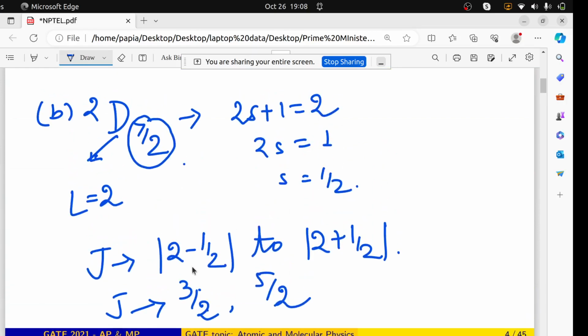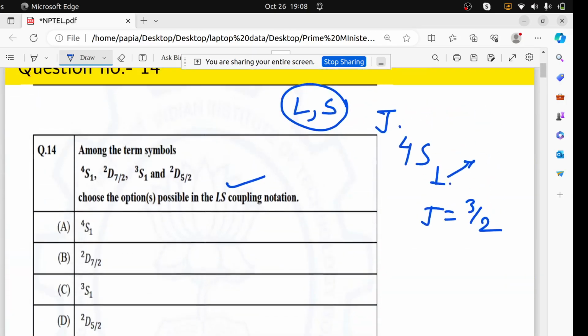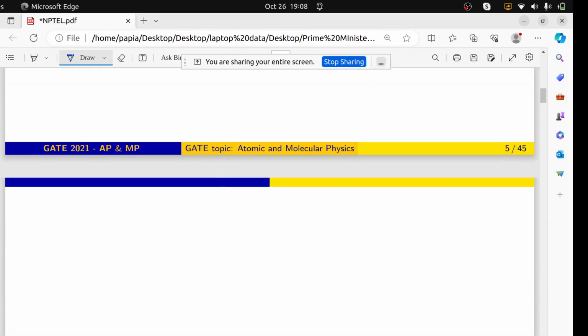Okay, now coming to D option. These questions are MSQ, like multiple selection questions. So that means one or more than one option can be the correct one. So we have to check each and every possible combination. Now coming to the fourth one, 2D 5 by 2.